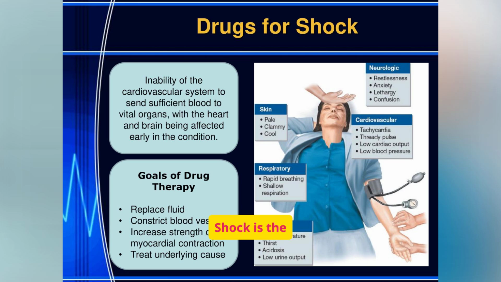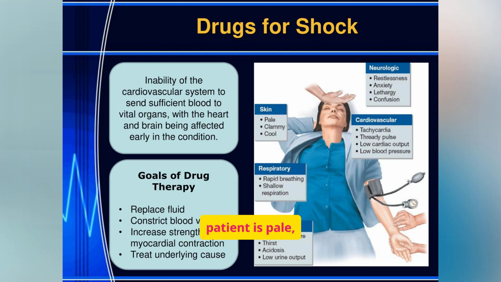Shock is the inability of the cardiovascular system to send sufficient blood to vital organs. We'll discuss the goals of drug therapy for shock. Shock can stem from blood loss, infection, allergy, or heart failure. Goals: restore circulation, improve perfusion, support blood pressure, and correct the cause, like sepsis or bleeding.